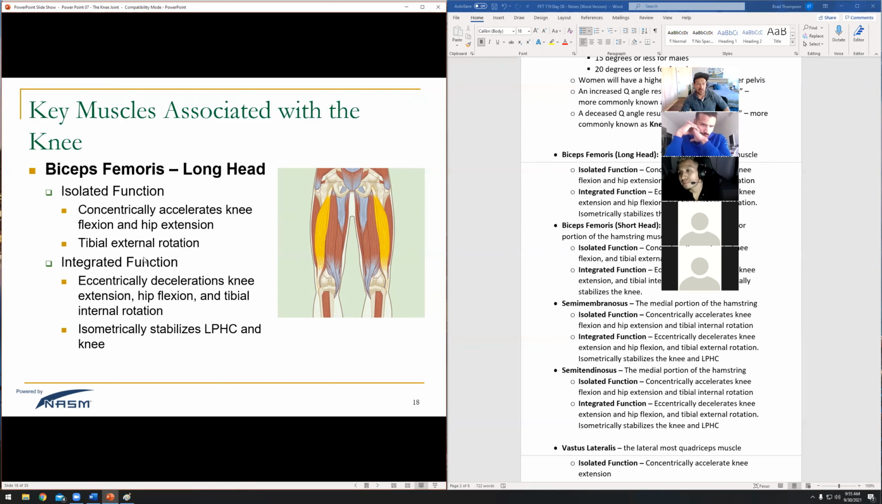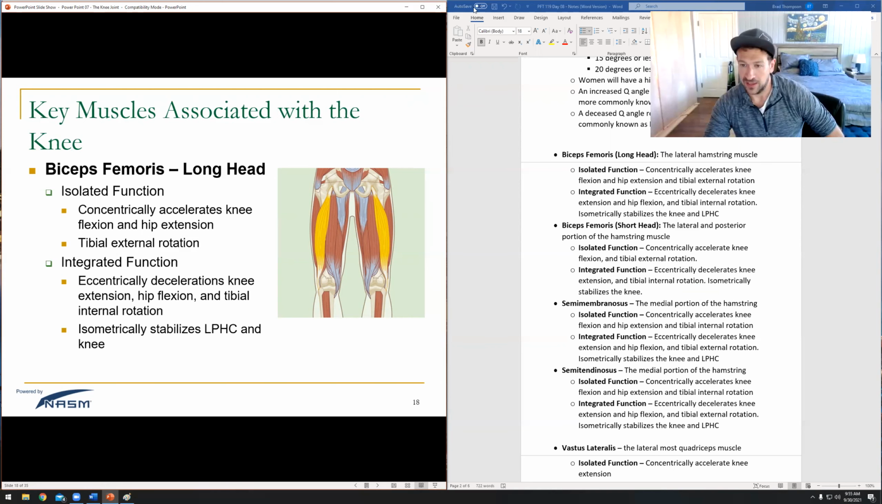So if we're labeling this, the action, again, we always start every sentence with concentric, because that's the shortening, and that is going to cause acceleration. So it concentrically accelerates. And then the things that it does are knee flexion and hip extension. And the one other thing that it does, see how it's connected to the fibula here? It does tibial external rotation.